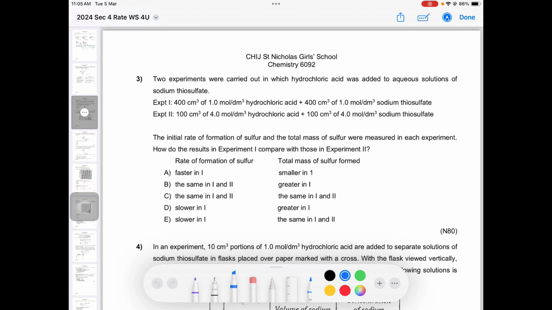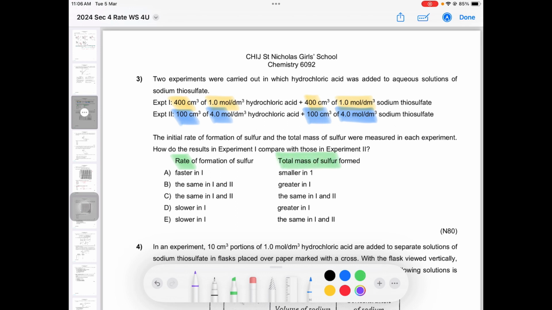For this question, you are told that you have 2 experiments carried out. Hydrochloric acid was added to aqueous solutions of sodium thiosulfate. Notice that you are given the volume and concentrations of both the aqueous reagents, and the concentrations and volumes are different. The question is, how would the results compare in experiment 1 with those in experiment 2? They are interested in the rates of formation of sulfur and the total mass of sulfur formed.